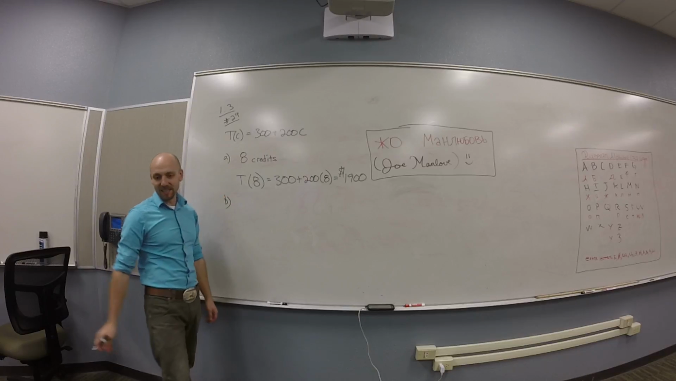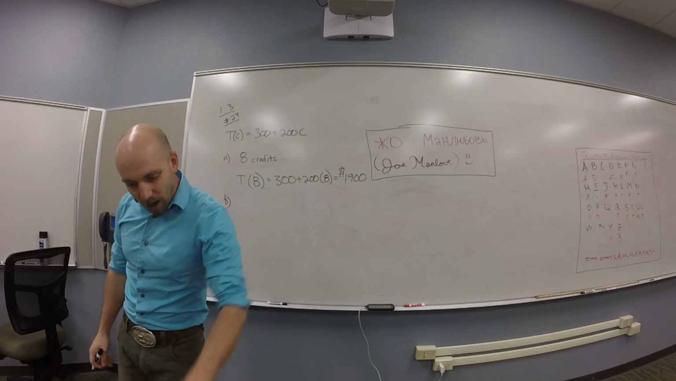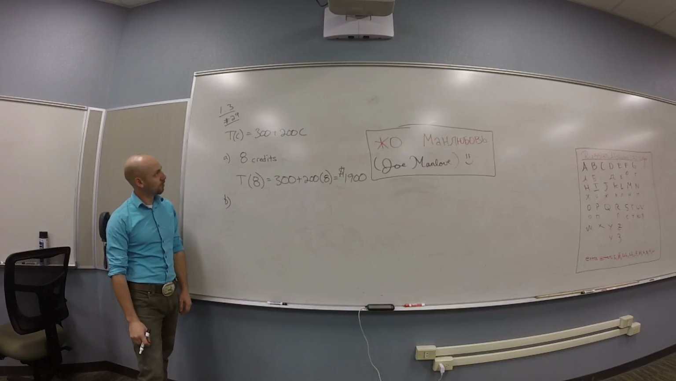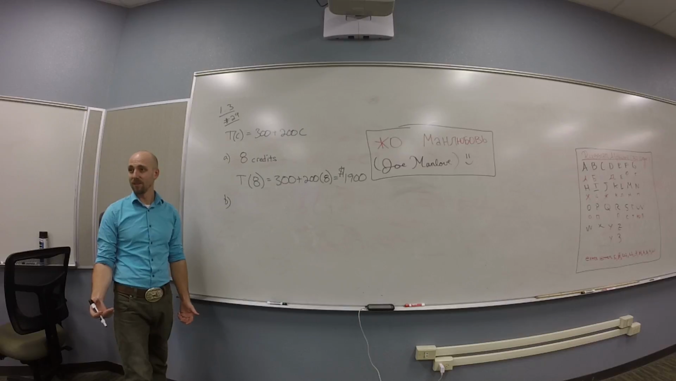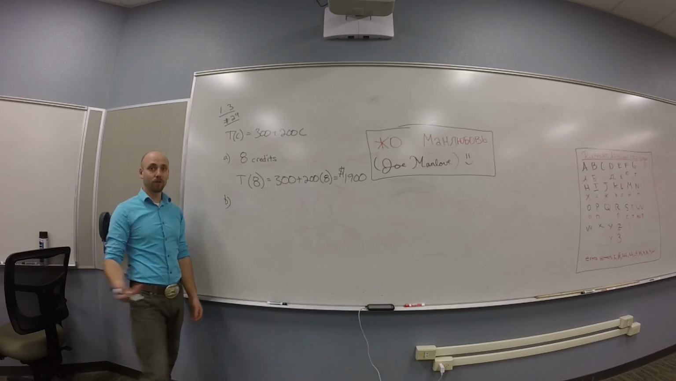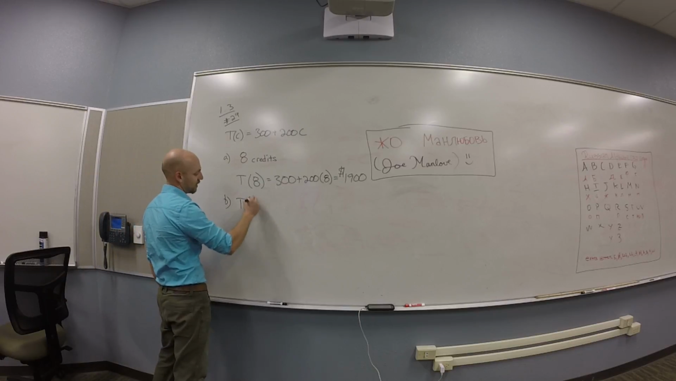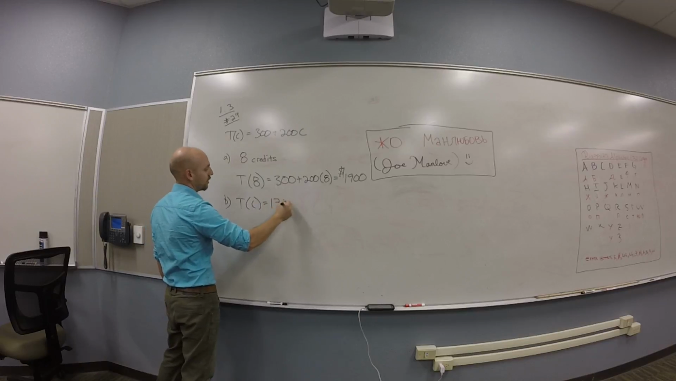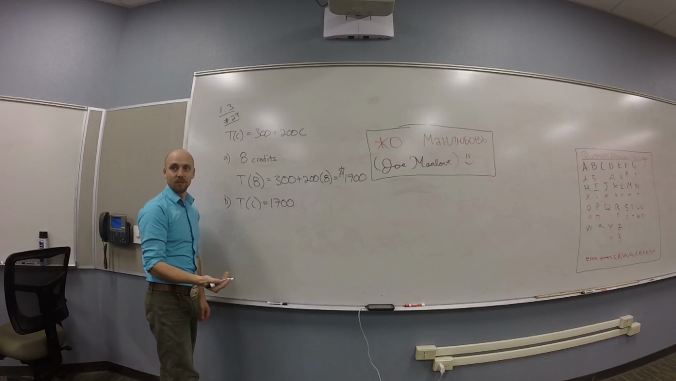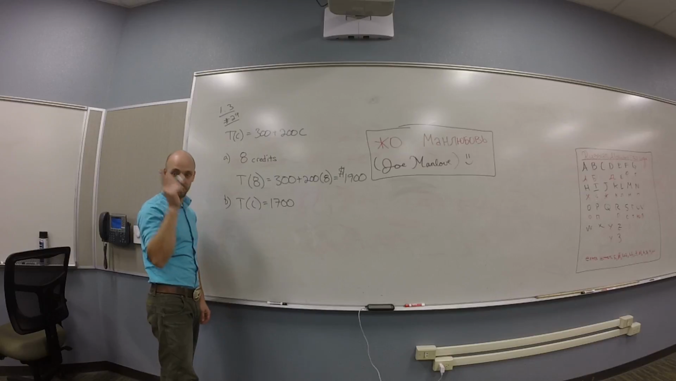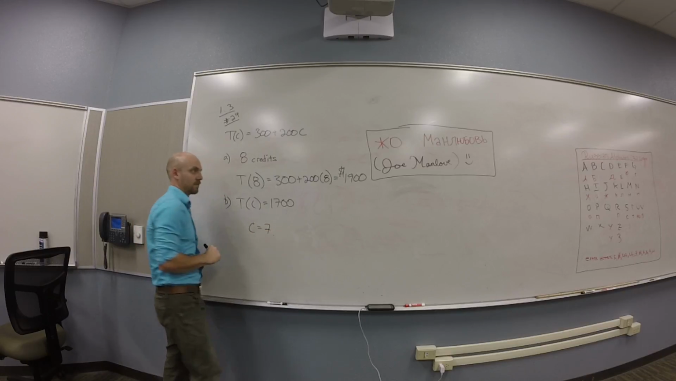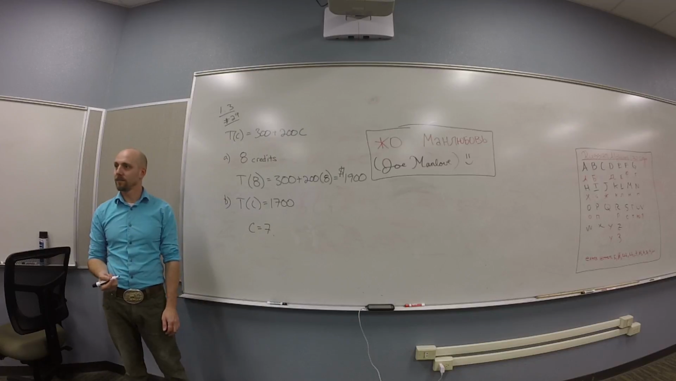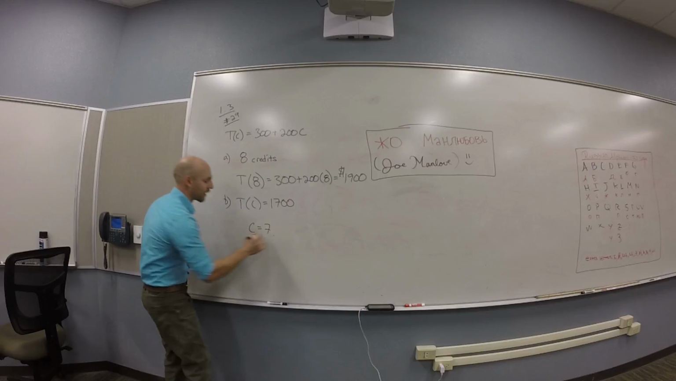All right, B says, how many credits were taken if the tuition was 1,700? So is that an input or an output? Good, that's the output, right? So I'm setting T of C equal to 1,700 and solving. So what do you get? 7, perfect. What are the units on that? Is that $7? Good, that's 7 credits.